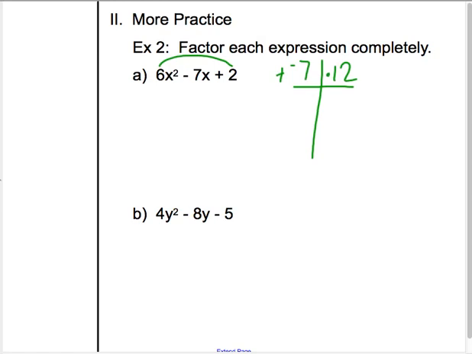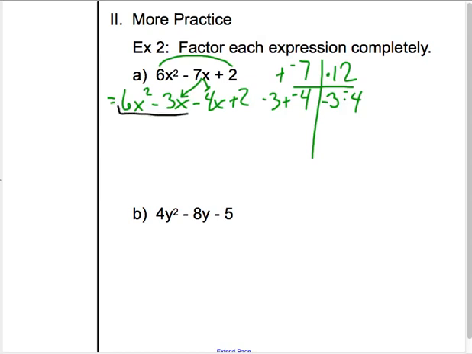Well, for 12, the first numbers that jump out at me are 3 times 4, and that would multiply to a positive 12, but it would not add to a negative 7. However, if I make both of them negative, that will work. So rewriting my expression, keep your first term. Your second term gets split as a negative 3x minus 4x plus 2. So then we group.